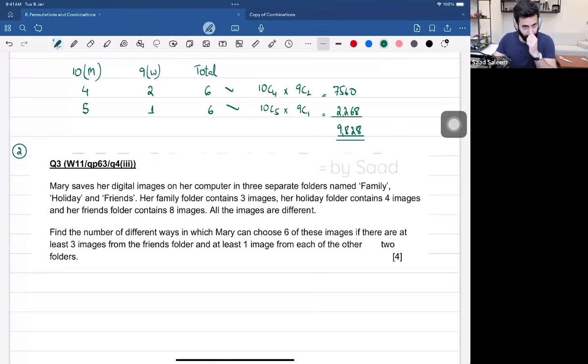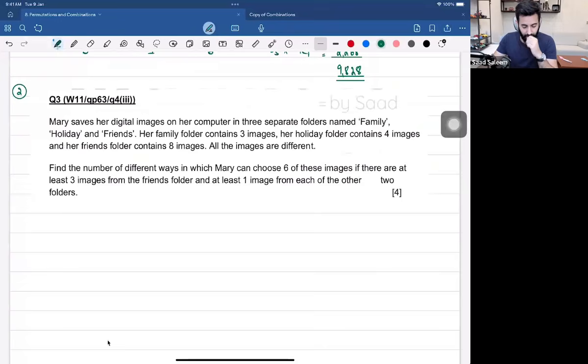Mary saves her digital images. I hope you guys can see my screen. Yeah. So Mary saves her digital images on her computer in 3 separate folders named family, holiday, and friends. You might remember that we solved a question similar to this, but we focused on a specific part. Her family folder contains 3 images, her holiday folder contains 4 images, and her friends folder contains 8 images. All the images are different. Find the number of different ways in which Mary can choose 6 of these images if there are at least 3 images from the friends folder, at least 1 image from each of the other 2 folders.